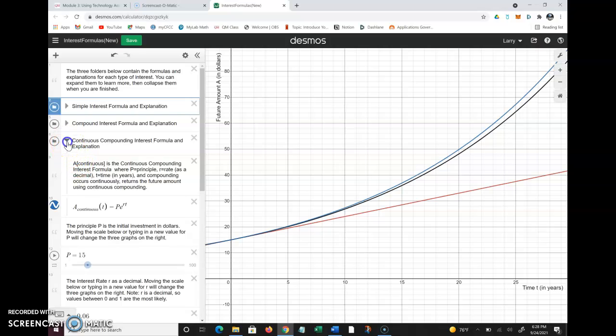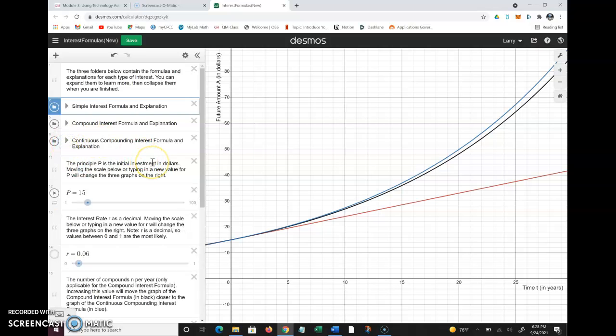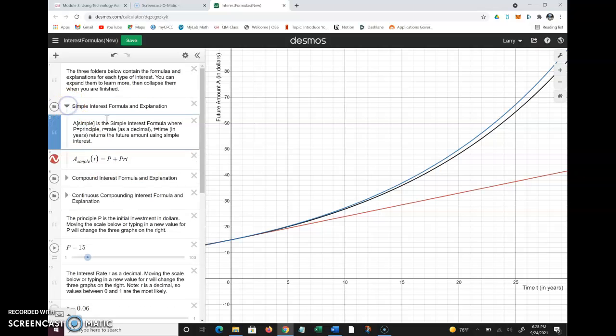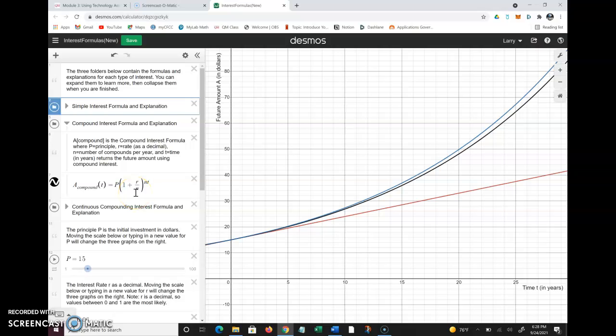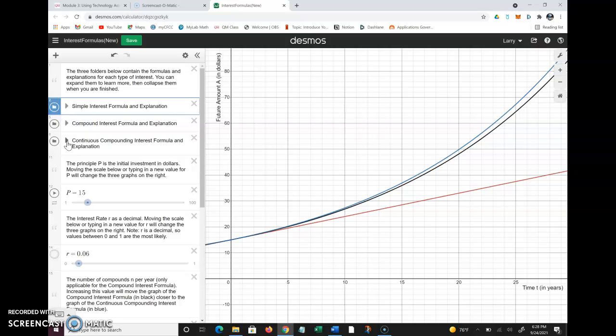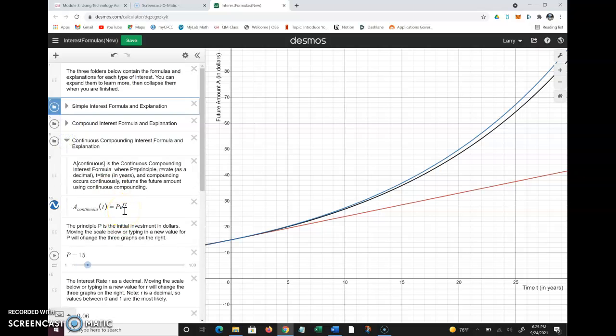So A simple, A compound, and A continuous. What's interesting about this is these formulas always are written in terms of time, but as you can see, in our simple interest formula, we have three inputs. We have the principal, the rate, and the time. With our compound interest, we have four inputs. We have principal, interest rate, we have lowercase n here, which is the number of compounds per year, and then t is time. And then in continuous compounding, we only have three variables here: the principal, the interest rate, and time. E is a constant. E is just a number that we use in math.